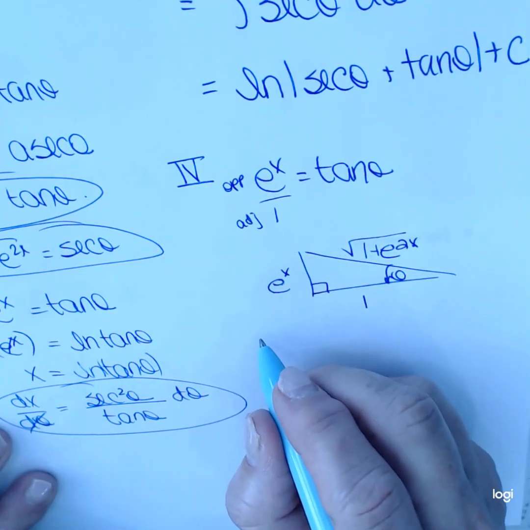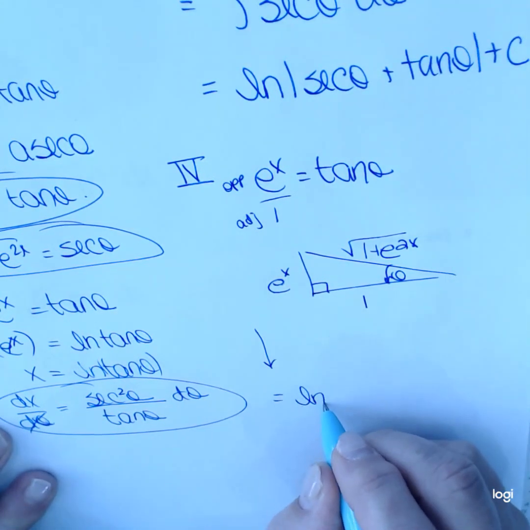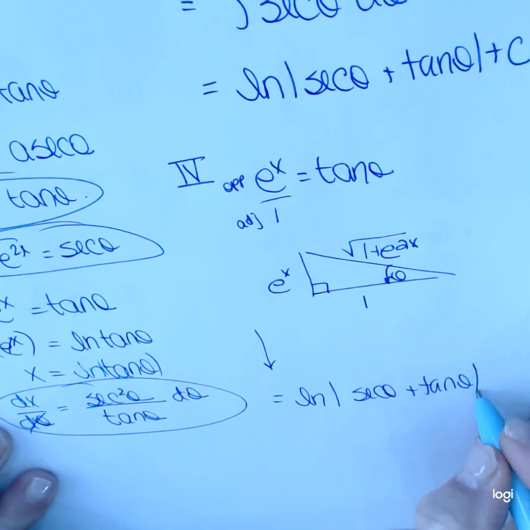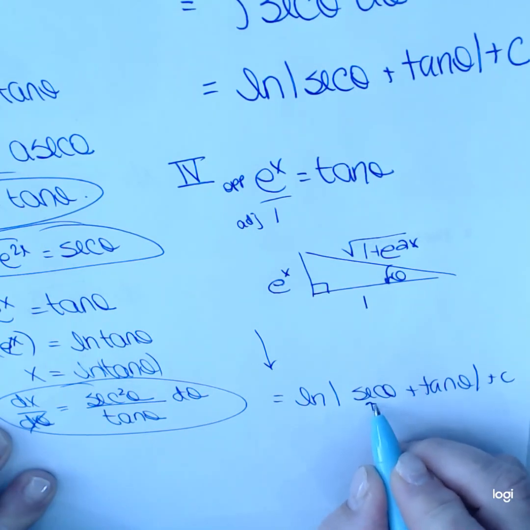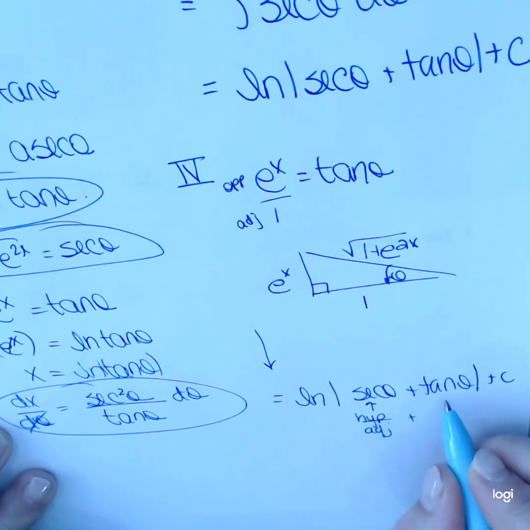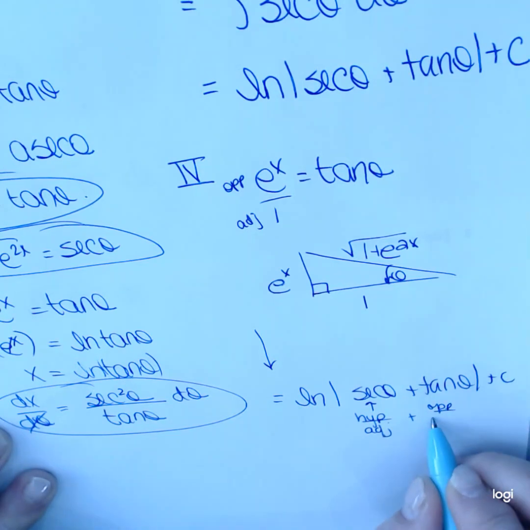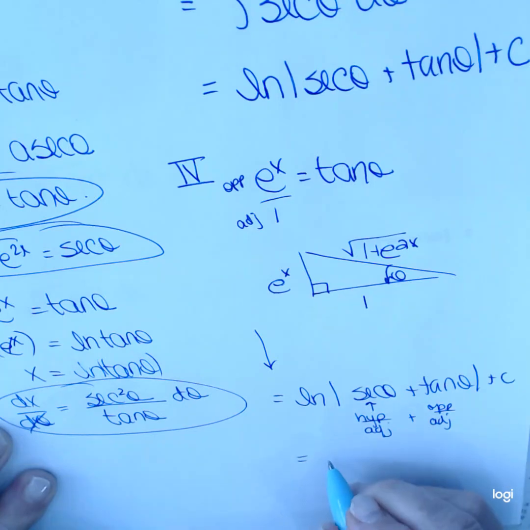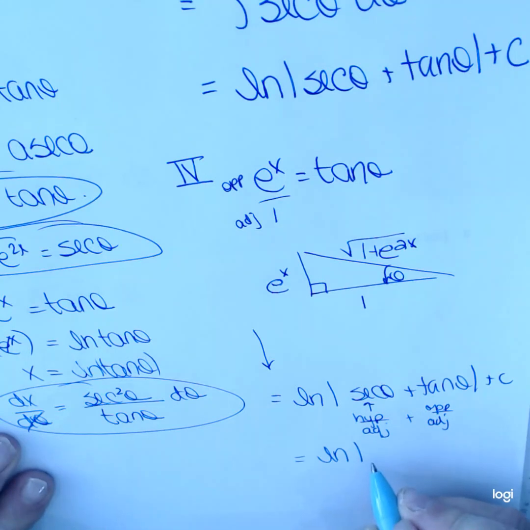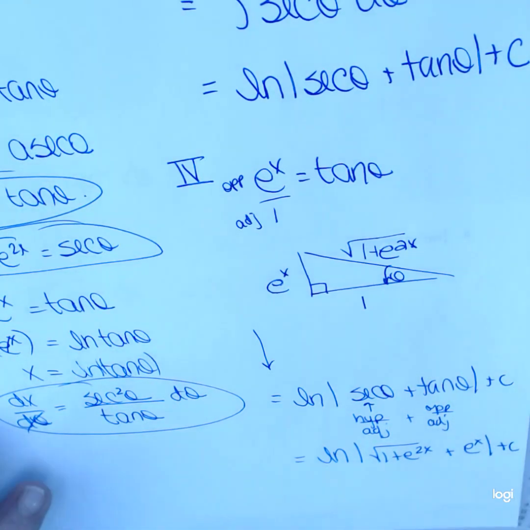So now if we take our answer, which we got, the natural log of the absolute value of secant of theta plus tangent of theta, all plus c. By definition, the secant is the hypotenuse over the adjacent, and the tangent is the opposite over the adjacent. So we get the natural log of the absolute value of the hypotenuse over 1. So that is the square root of 1 plus e to the 2x plus the opposite over the adjacent, which is simply e to the x, all plus c.